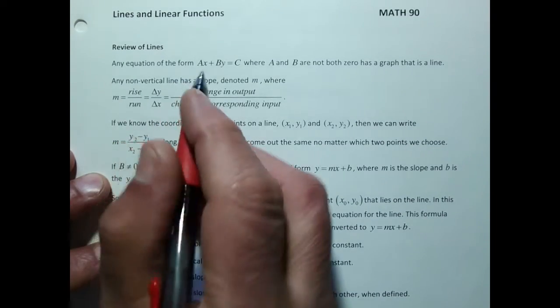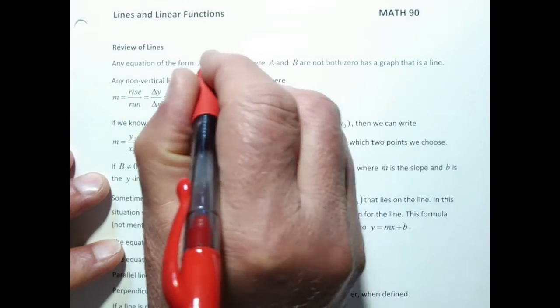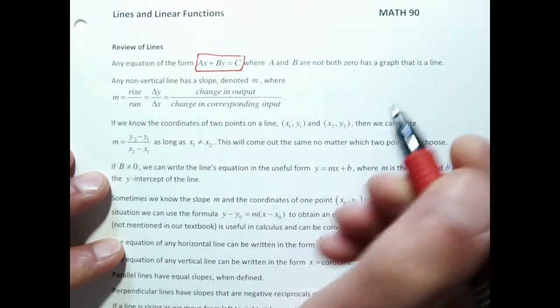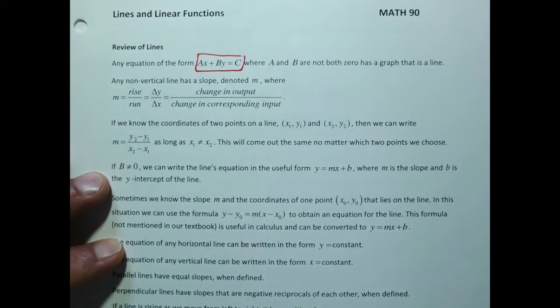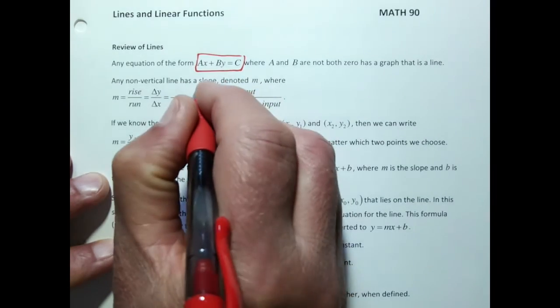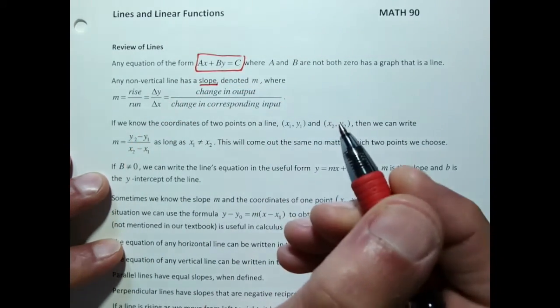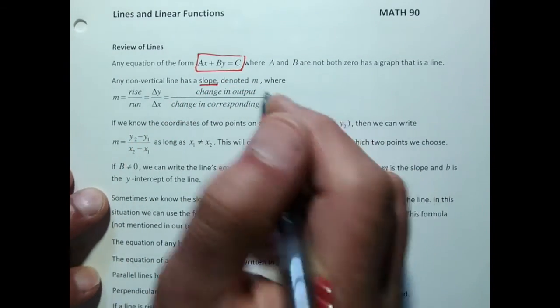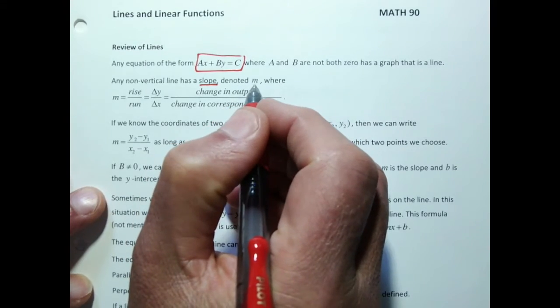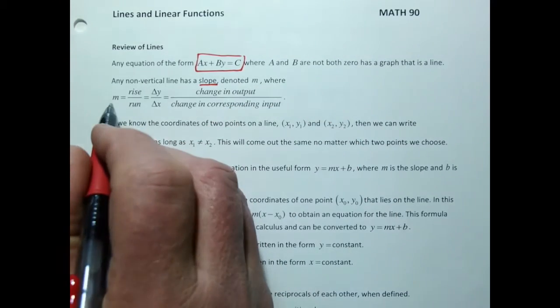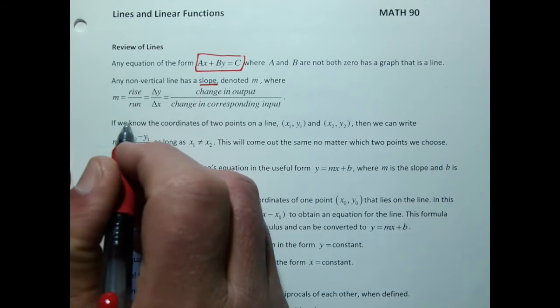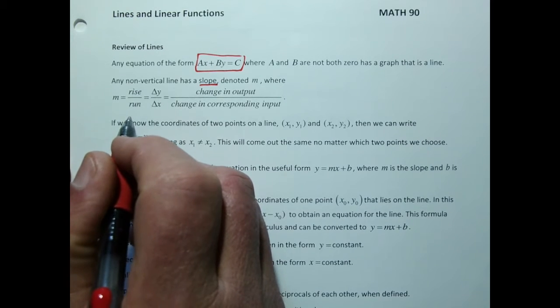Any equation of the form ax plus by equals c, where a and b are not both 0, has a graph that's a straight line. Any non-vertical line has a slope. Slope is an incredibly important concept. It's traditionally denoted with the letter m, where m, the slope, is equal to, now it's described in different ways in different books and in different courses.